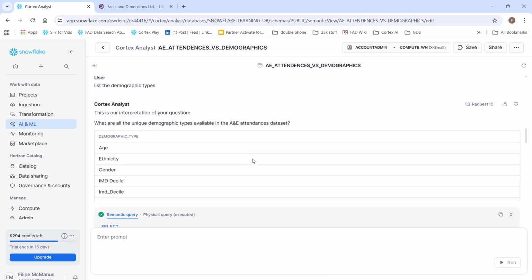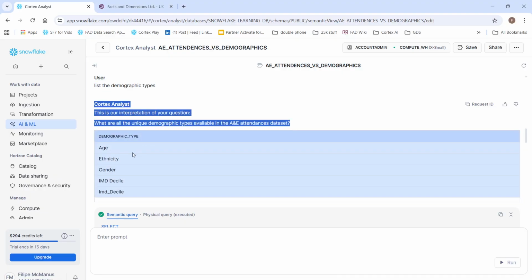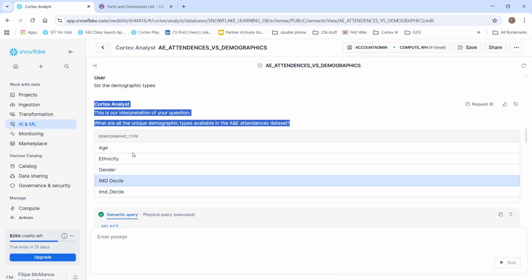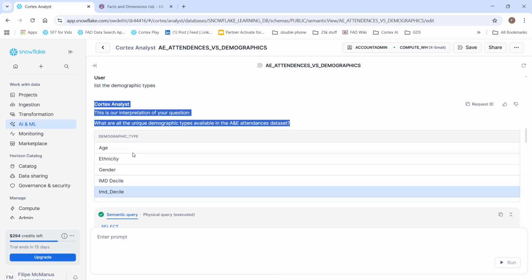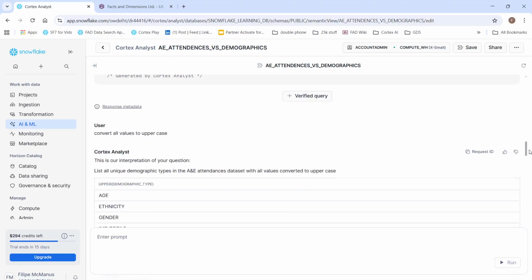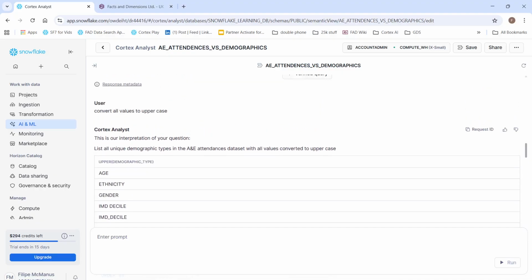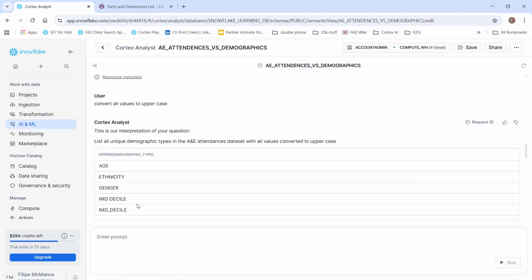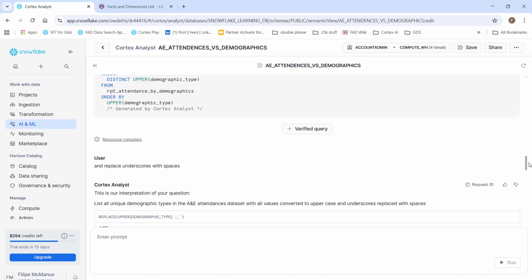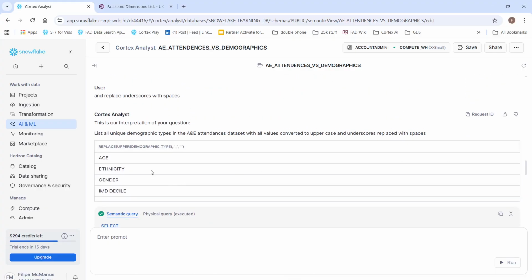So I thought, well, what actual different demographic types do you have? Now, normally I'd go into SQL and I'd query the distinct demographic type, but I could just ask the question, list the demographic types. So it's done that. And it's got age, ethnicity, gender, IMD decile, and again a different spelling of IMD decile. That's just how it differs in the source data. So I've asked it to convert all the values to uppercase to try and group those two together. It's still separate because there's an underscore. So I said, can you also take away this underscore and replace that with a space? And now it's grouped it up: just age, ethnicity, gender, IMD decile.